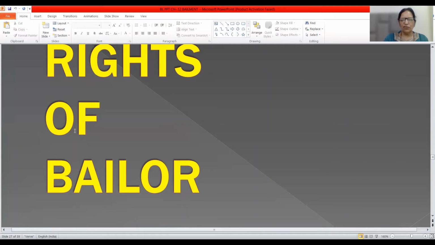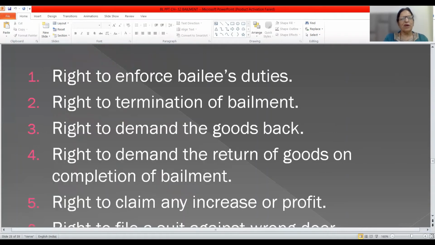So, rights of the bailor. Right to enforce the bailee's duty. He has a right that he can enforce all the duties of the bailee. Right to terminate the contract of bailment. He has a right to terminate the contract of bailment if he comes to know that the period is over, the purpose is over, or unauthorized use of the goods is being made by the bailee.